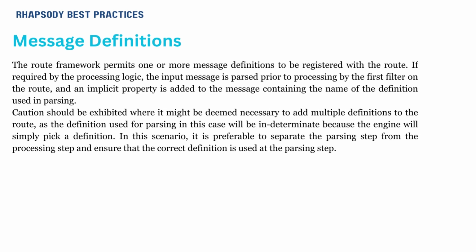Message definitions. The route framework permits one or more message definitions to be registered with the route. If required by the processing logic, the input message is parsed prior to processing by the first filter on the route, and an implicit property is added to the message containing the name of the definition used in parsing. Caution should be exhibited where it might be deemed necessary to add multiple definitions to the route, as the definition used for parsing in this case will be indeterminate because the engine will simply pick a definition. In this scenario, it is preferable to separate the parsing step from the processing step and ensure that the correct definition is used at the parsing step.